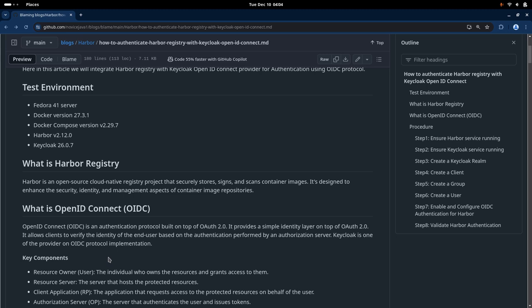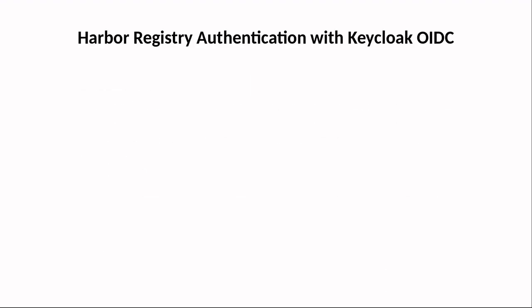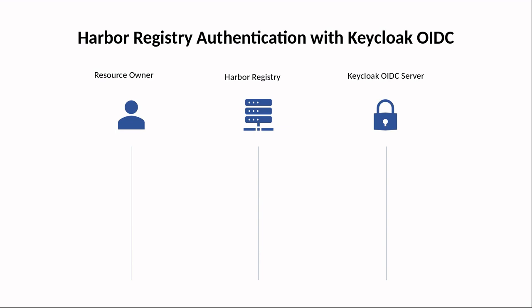So let us try to understand this with a diagram. Let us try to understand the Harbor registry authentication with Keycloak OIDC with a simple diagram. There are three important parts in this architecture. One is the resource owner, one is the Harbor registry, which is used to store the images, and the Keycloak OIDC server, which has the user profiles. The Keycloak OIDC provider can act as the resource server and also as the authorization server. So in this case, both the activities are carried out by the same server.